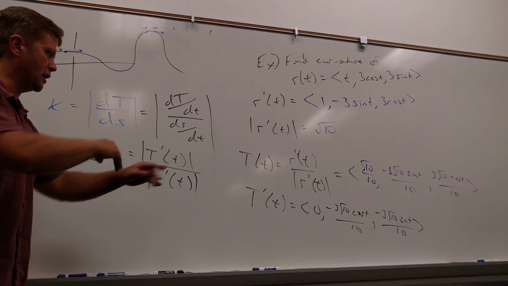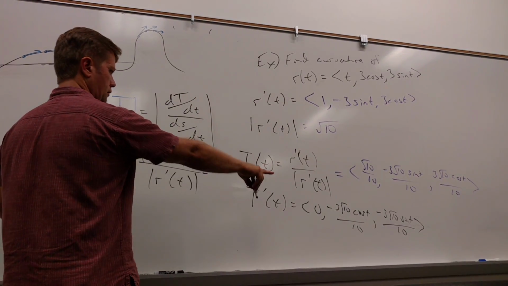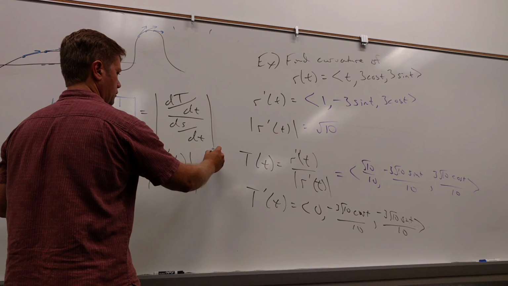All right. So now, what do we got here? So the length of that was 3 root 10. Yeah, 3 root 10 over 10.